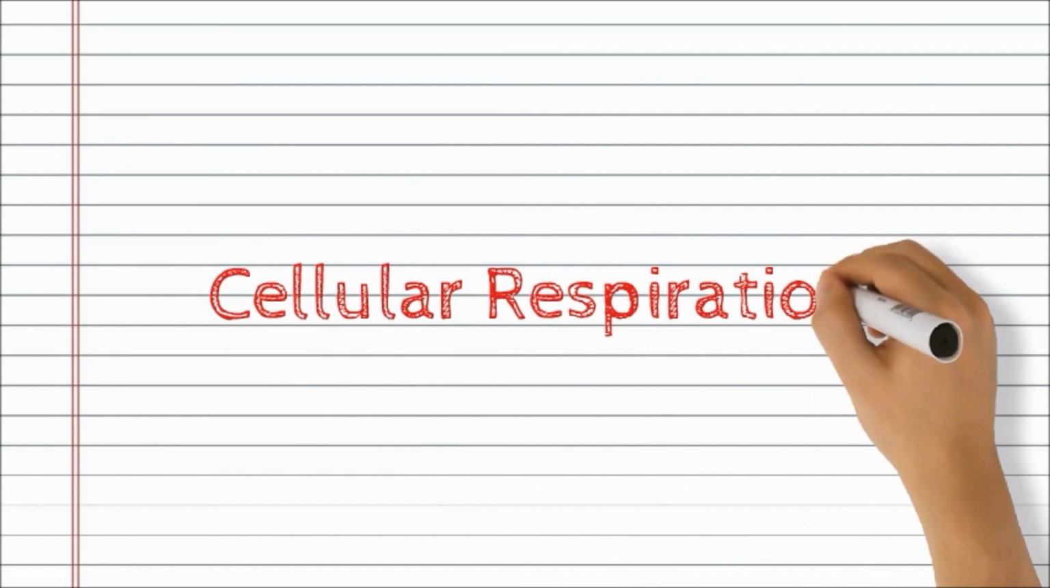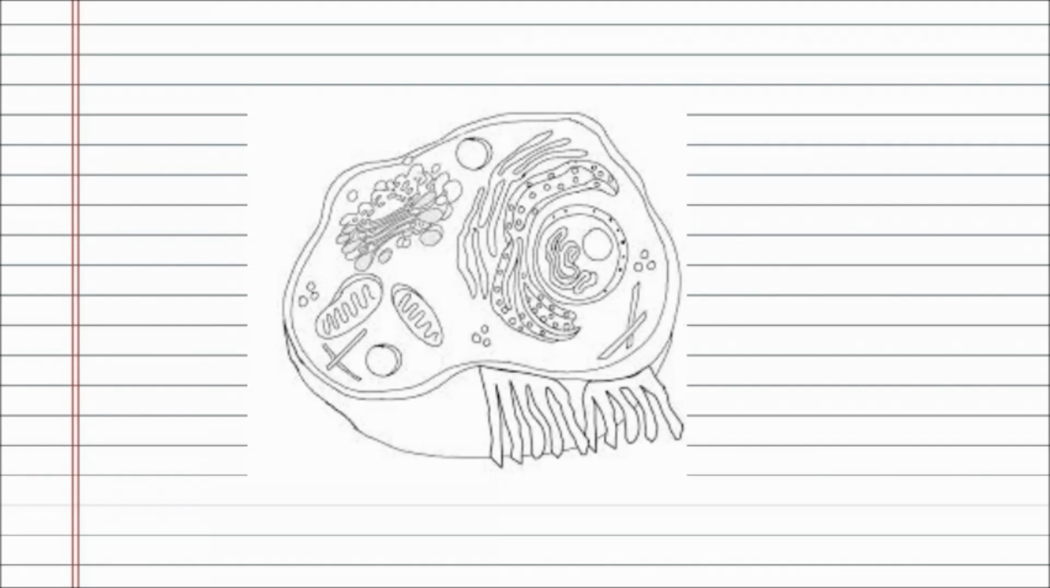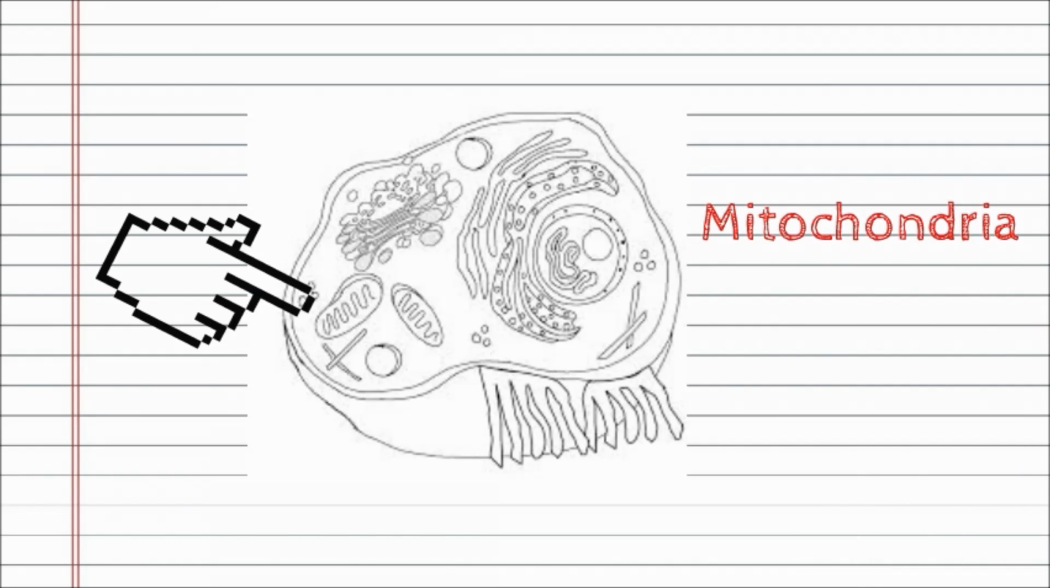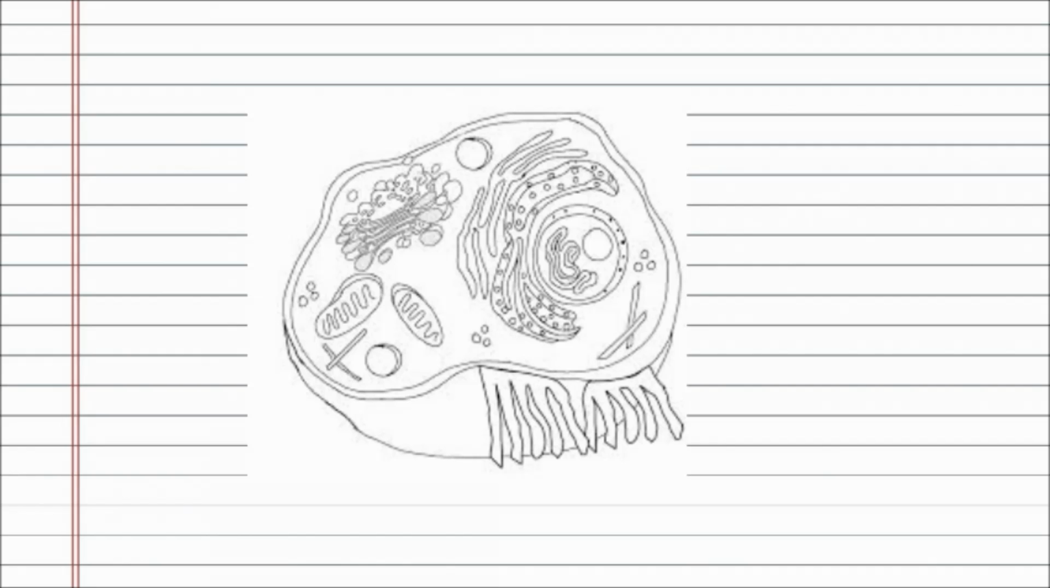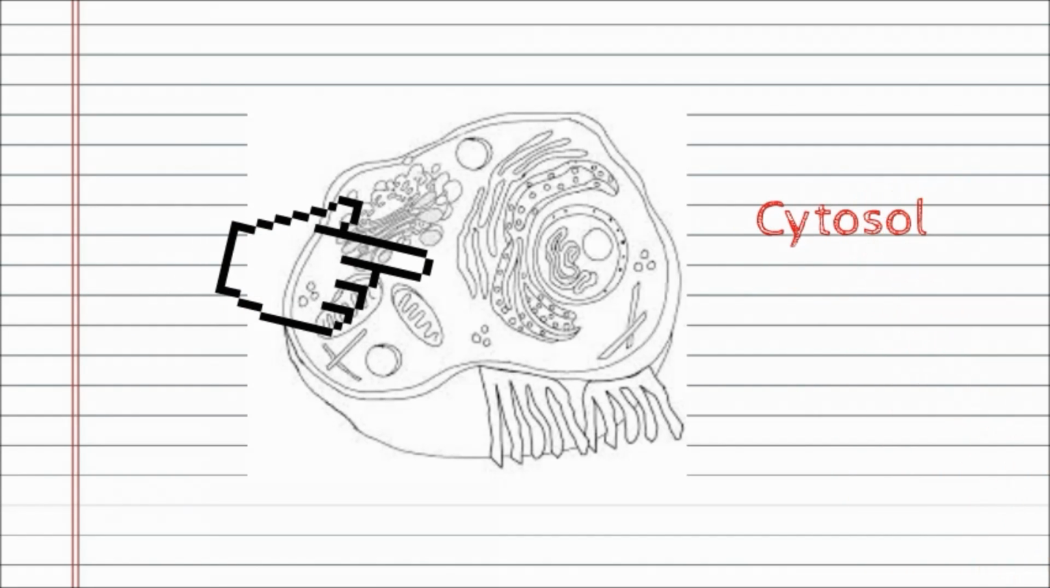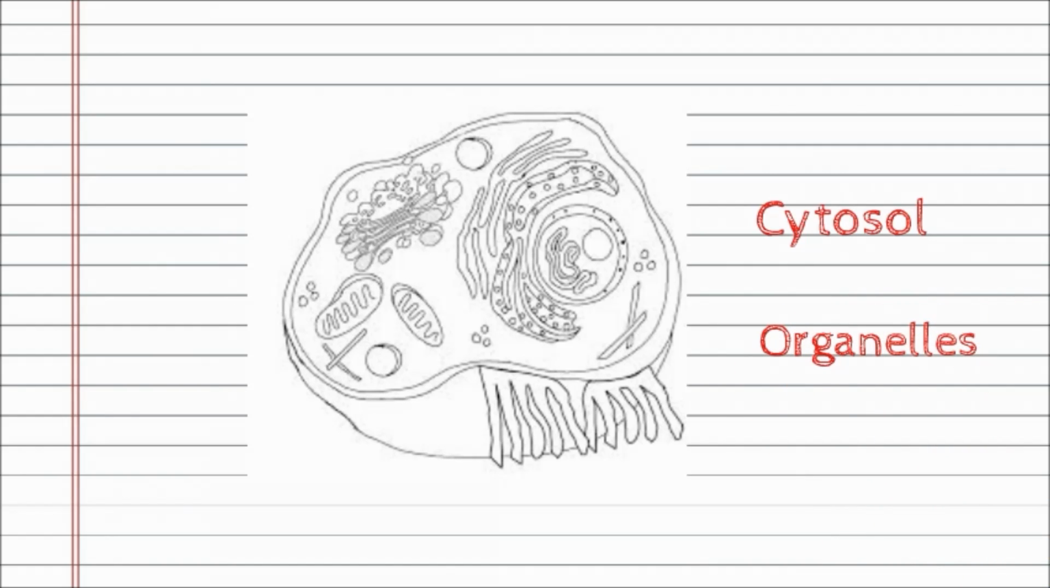Cellular respiration. It seems a bit daunting, but it can be easily understood. Most of cellular respiration occurs here, in these things called mitochondria. The mitochondria is often called the powerhouse of the cell for this reason. Some processes, like glycolysis, occur here, in the cytosol. The cytosol is the fluid space between different organelles.